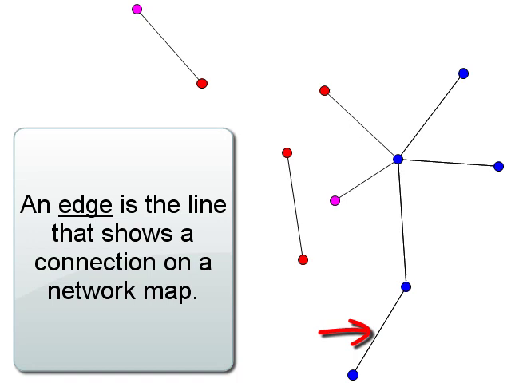An edge is the line that shows the connections in a network map. It lies between two nodes. Edges represent the presence of a relationship between two nodes. That is, when someone indicates that they are connected to the other node, a line will appear.